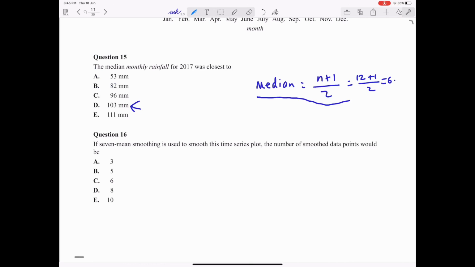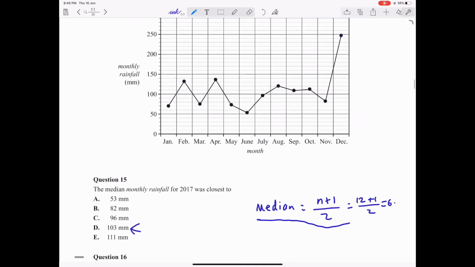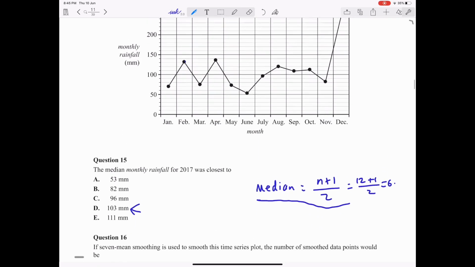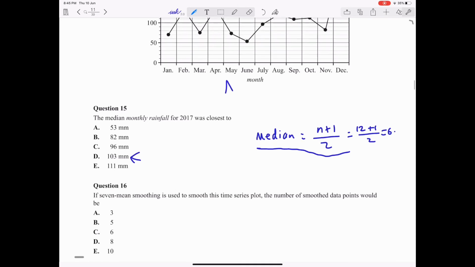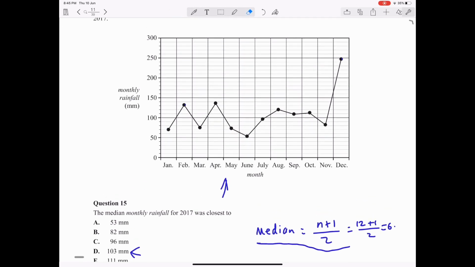Question 16. If 7 mean smoothing is used to smooth the time series plot, the number of smooth data points would be. So the way I'll do this question is basically just try to calculate which point from a month would be my 7 mean smooth value from each end to find the number of smooth points. So basically this is what I'd do. I'd count 7 from this end, so 1, 2, 3, 4, 5, 6, 7. So the 4th point would be our middle point, 1, 2, 3, 4.